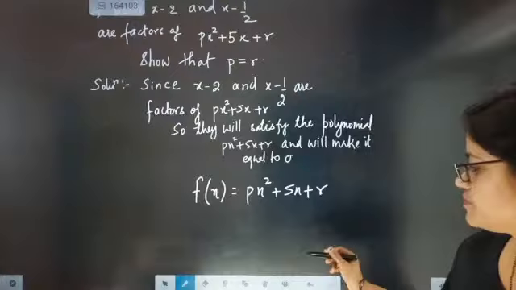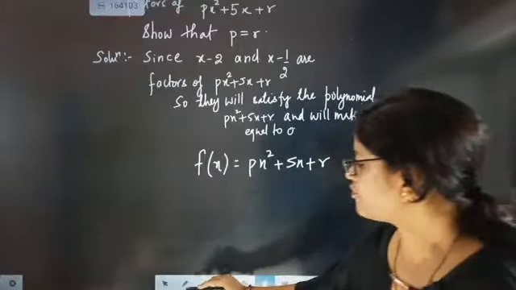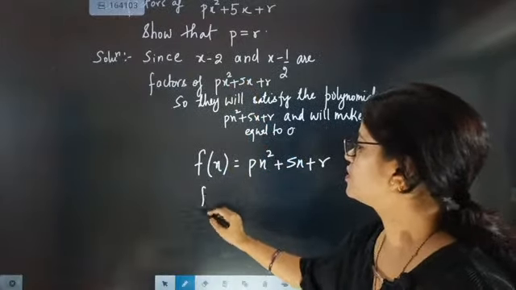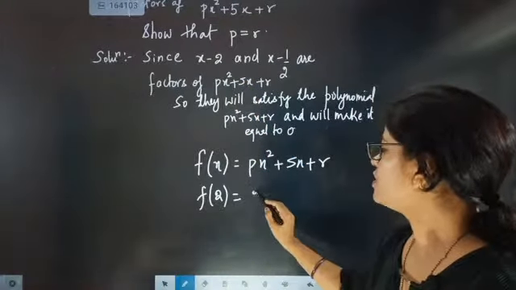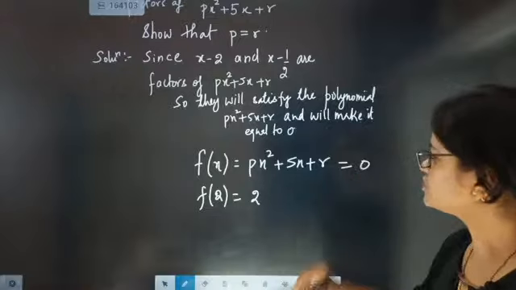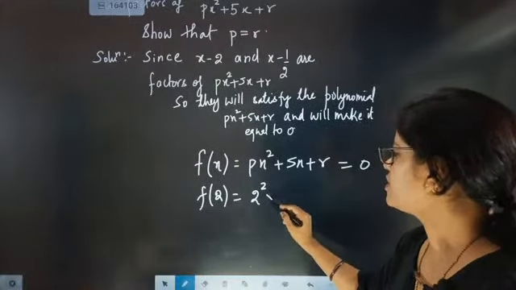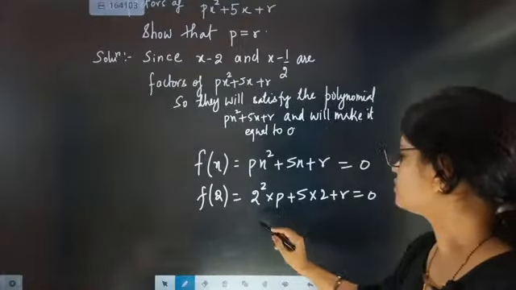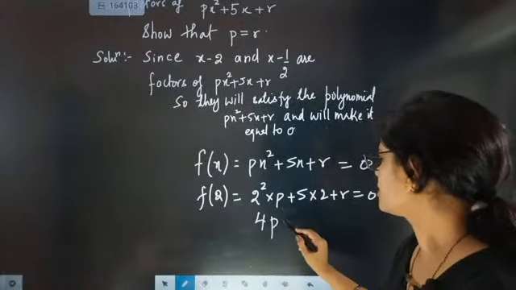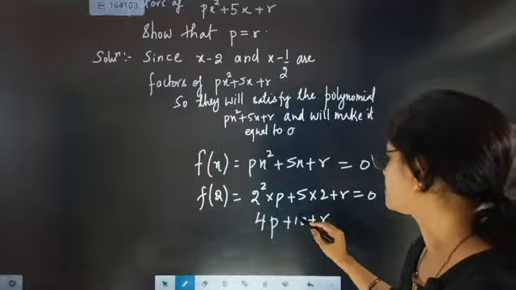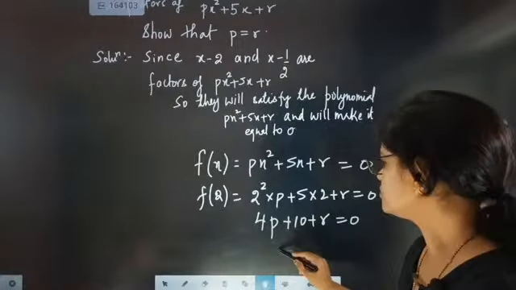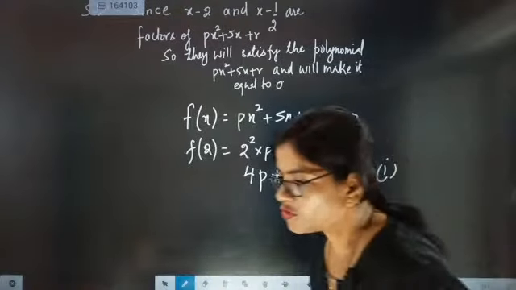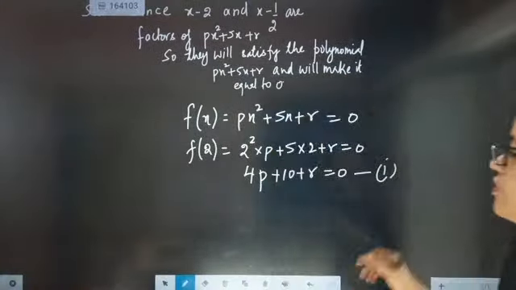Now look here. Now f of x, now we are going to substitute this one. So first we are going to put x equal to 2. When you put x equal to 2, this will become equal to 0. So 2 square into p plus 5 into 2 plus r equal to 0. So 2 2s are 4p plus 10 plus r equal to 0.